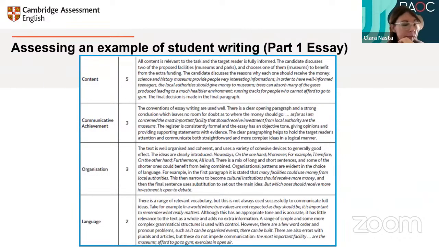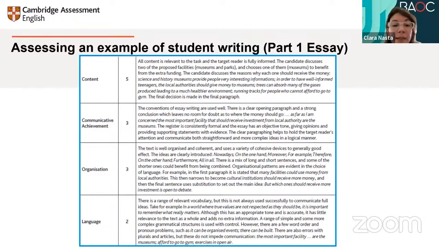This is the rating that this piece gets. So as far as content is concerned, this is a 5, right? All content has been included. It is relevant to the task, and the target reader is fully informed. The candidate discusses 2 of the proposed facilities, so that's part of the task. It will probably be praised in the area of communicative achievement too. And a final decision is made in the final paragraph, and there is a coherent discussion of the reasons why each idea is exposed.